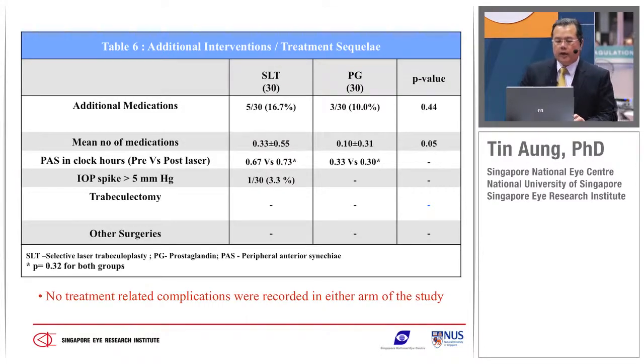Some patients in the SLT group required additional medications. As I said earlier, 5 out of 30 or 16% were qualified successes and required additional medication. But the mean number of medications was only 0.33. And only one patient had an IOP spike of more than 5 millimeters of mercury, and this was satisfactorily treated with acetazolamide. There were no other complications in both arms of the study, and no patient required trabeculectomy or any other surgery.